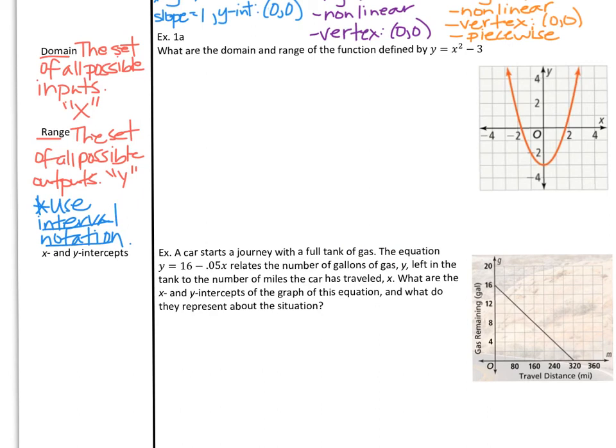Example 1a. What are the domain and range of the function defined by y equals x squared minus 3? Notice y equals x squared is the parent function, but then minus 3 moved the graph down on the y-axis 3 units. As we think about describing domain and range, we'll look at the graph. Domain on a graph would go from left to right. We always go smallest to biggest.